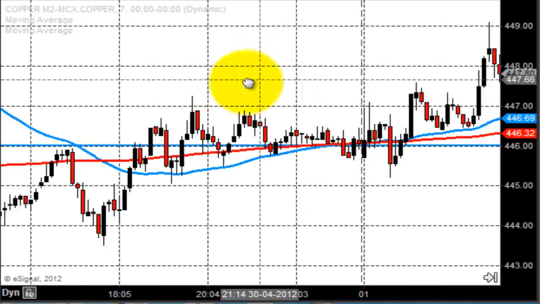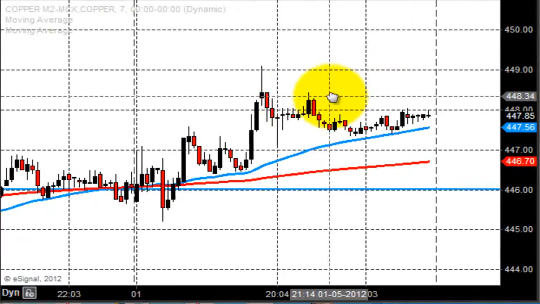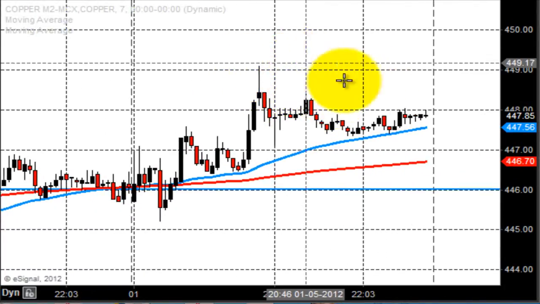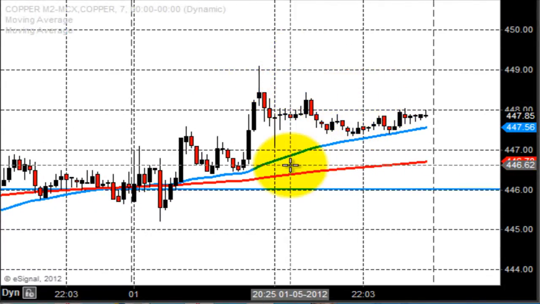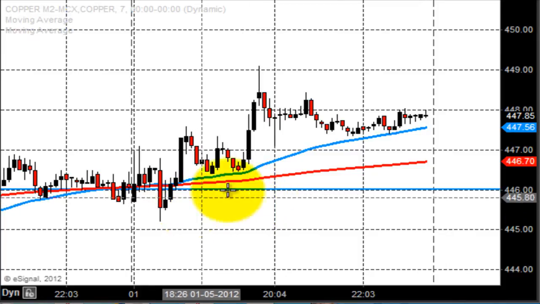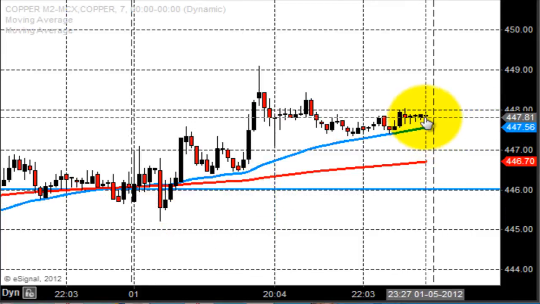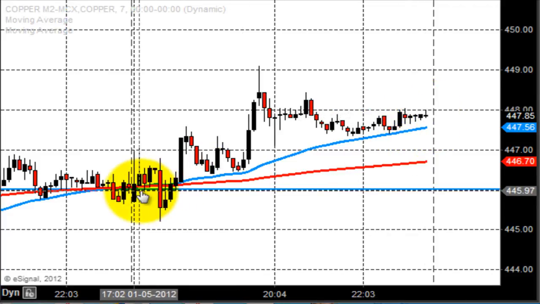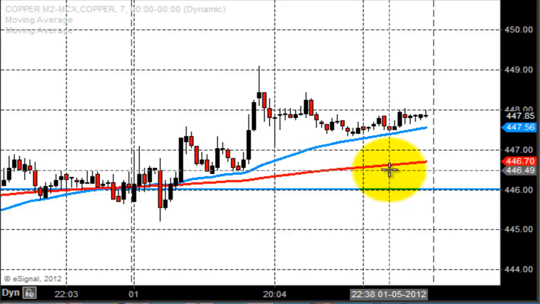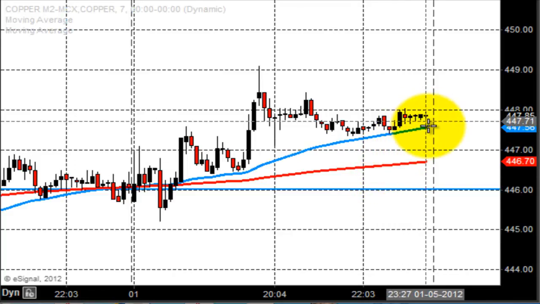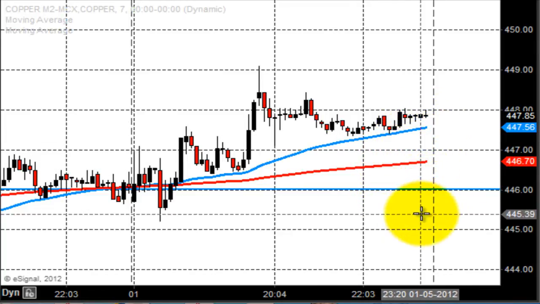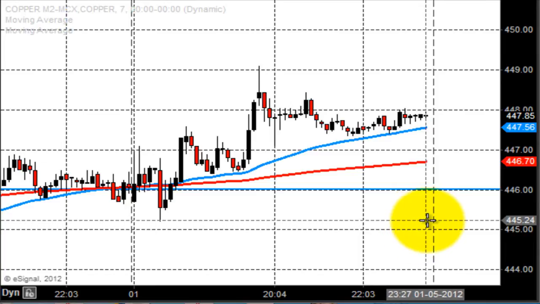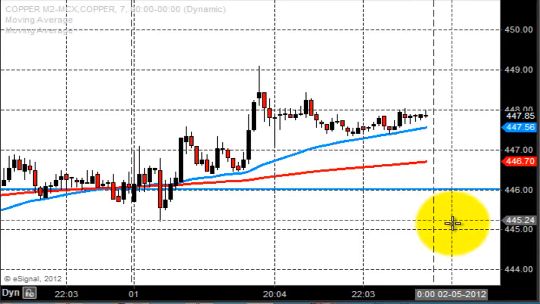So now this 449 should be some crucial intermediate resistance zone. The price closed yesterday around 447.8, around 448. When we compare yesterday's closing with the opening, we can say the yesterday evening session is quite good for buying. But today we are expecting copper to open around 446 to 445.